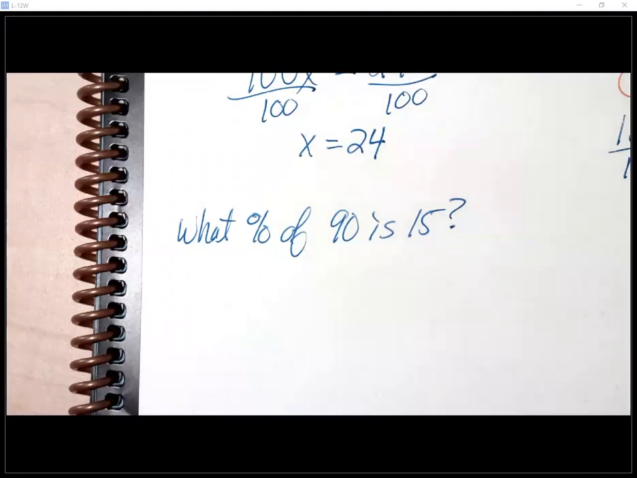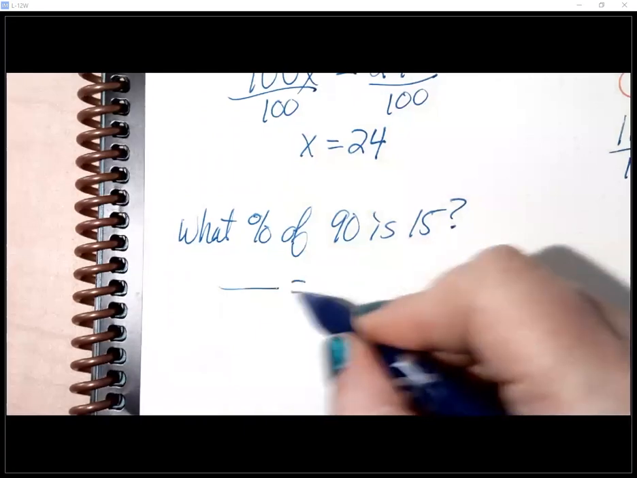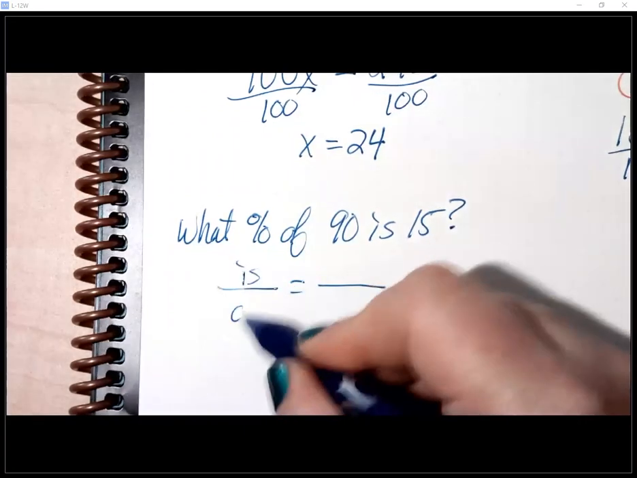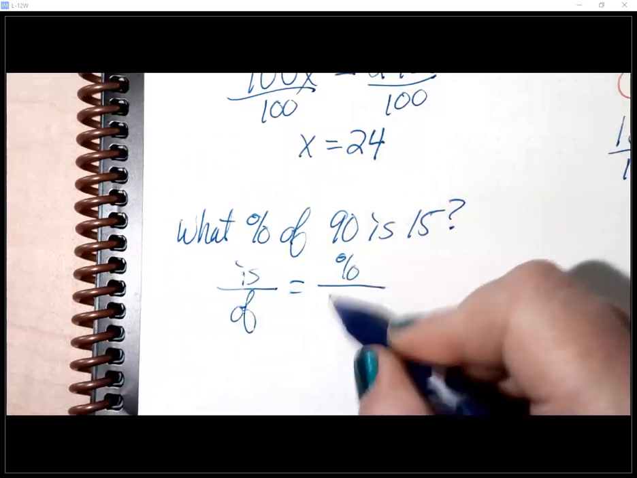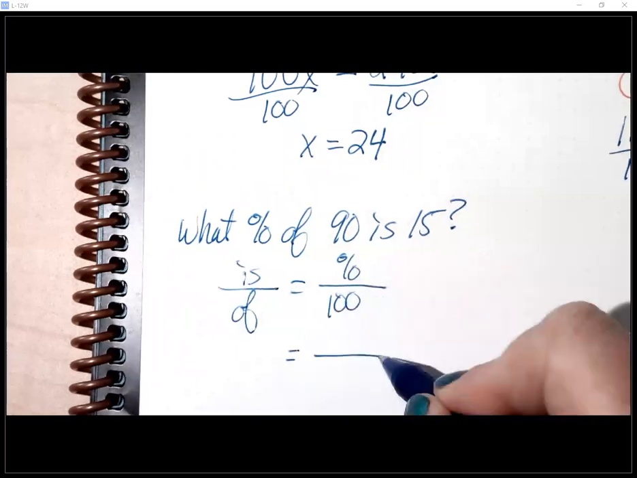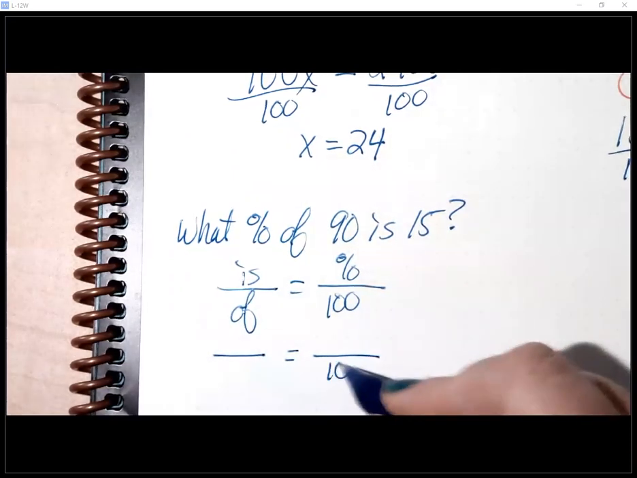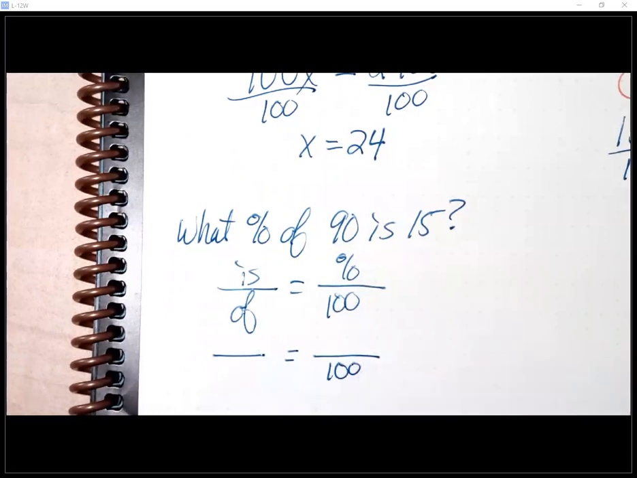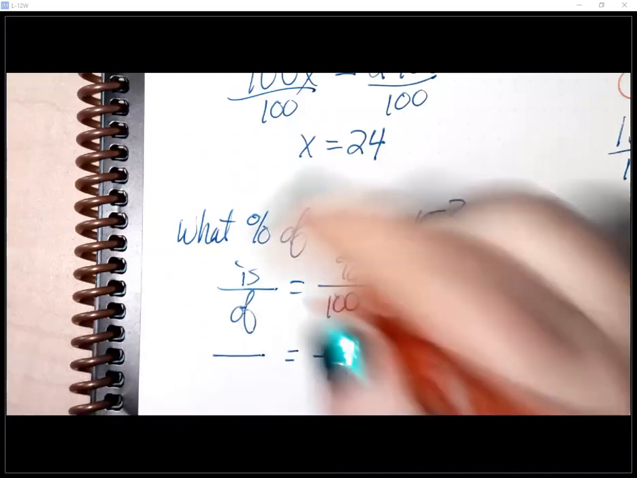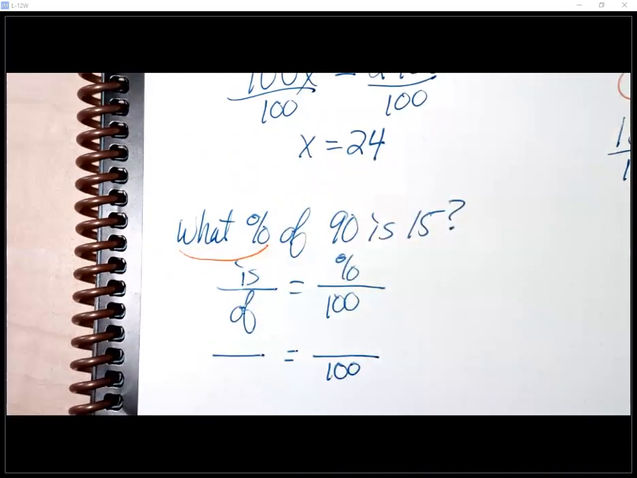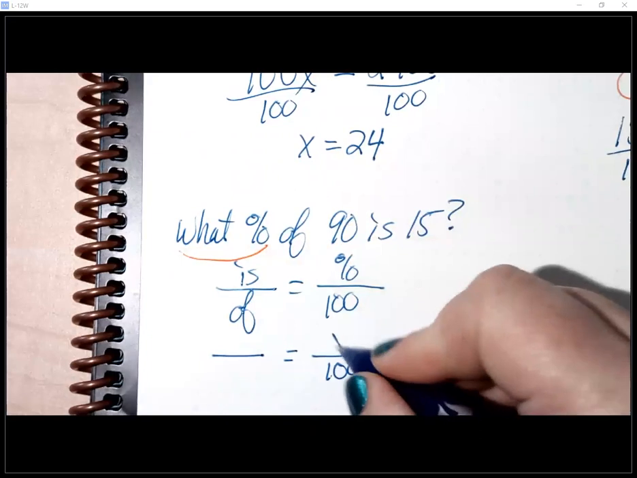So again, remember, you set it up the same way. I don't expect you to write "is over of equals percent over 100" every time, but now you can see it. You do have to fill it in. You guys could start right here: this is going to be a 100. Then I go back and read: do I have a number that has a percent sign attached to it? No. So what do I put? X, exactly. This time, the X is going to go in the percent spot because it's the percent that I don't know. Do you see that?